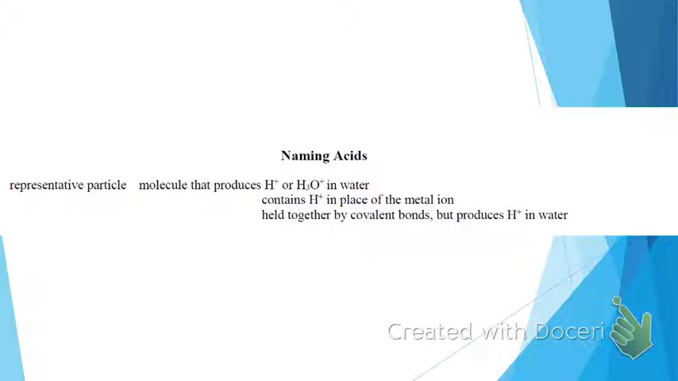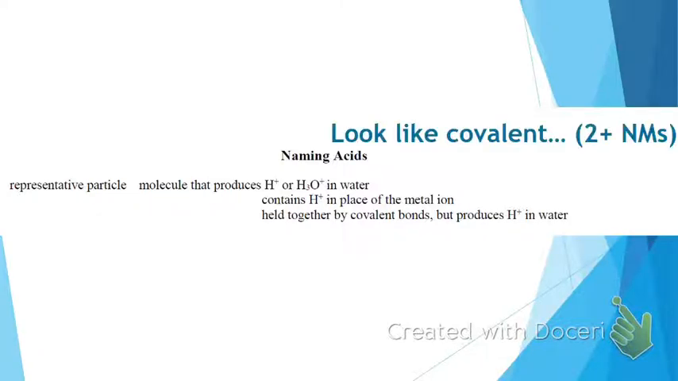So specifically, what we need to know about our acids for this unit is that they're going to look like covalent molecules because they are made up of two nonmetals. But specifically, they're going to start with an H. So any formula that starts with an H is maybe covalent, but more specifically, it's going to act like an acid. And it's important that we name it like an acid so people know, oh my gosh, that's an acid. Kind of an important thing to know.